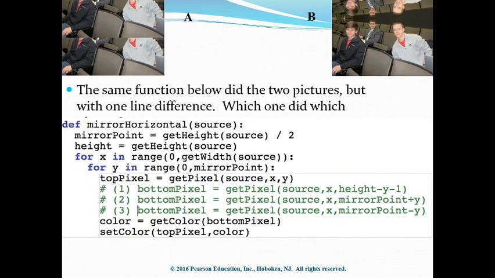So the same function below did the 2 pictures, but with 1 line difference. Which did which? So we're trying to figure out which function did which. So get pixels source x height minus y minus 1 mirror point. So we know there's going to be a mirror point, so it's probably not number 1, right? Plus y minus y. So we can probably assume that it's actually 2 and 3 because it's the mirrored point, right? Because we know there's a mirrored point here and there's a mirrored point here.